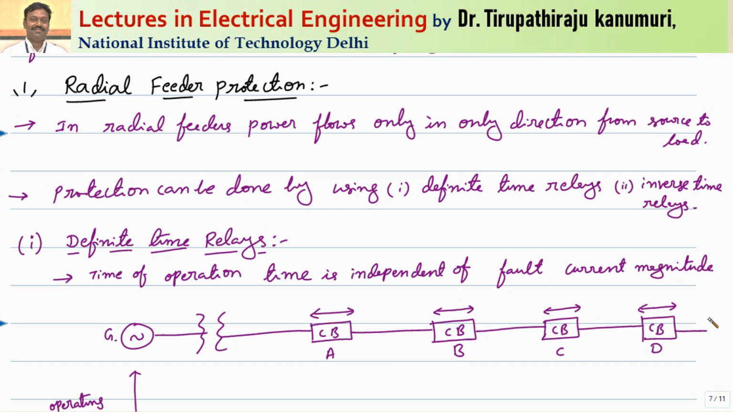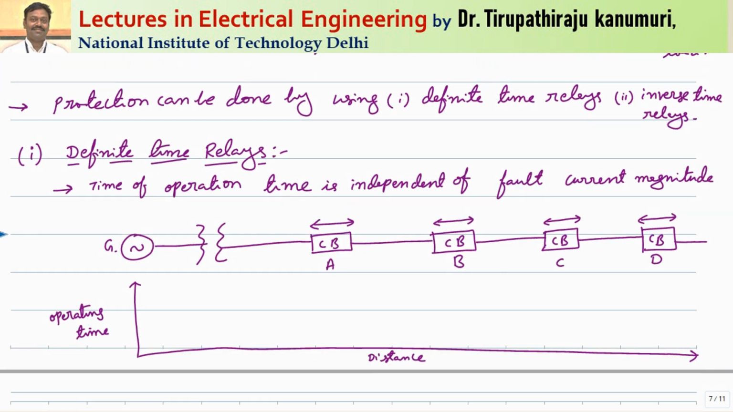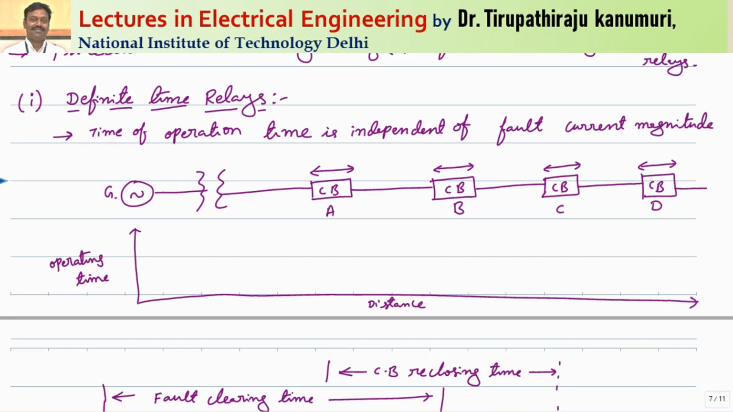That is a disadvantage of the radial line, but generally radial lines are used where the load is less and stability or continuity of supply is not a concern. Particularly this is used for rural electrification purposes. This protection can be done either using definite time relays or using inverse time relays. What definite time relays and inverse time relays are, we will see one by one.